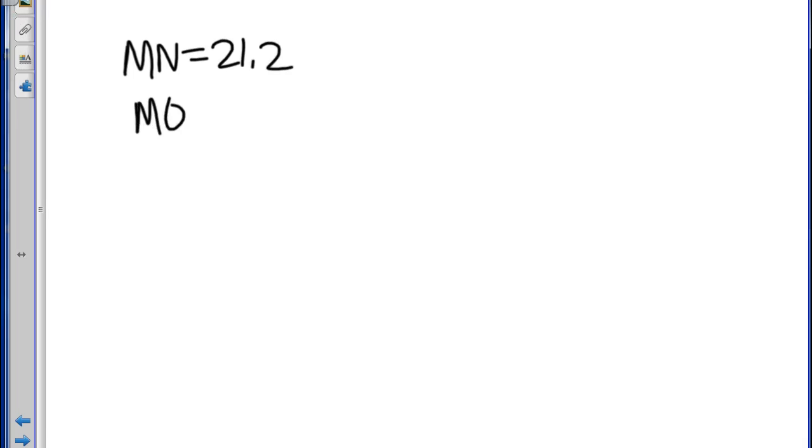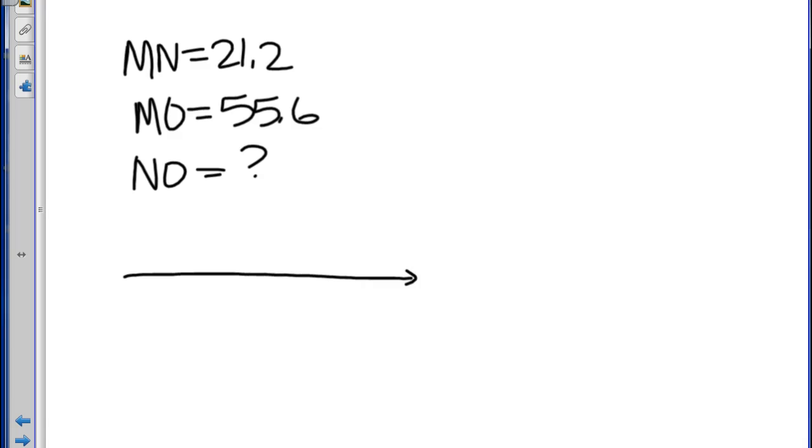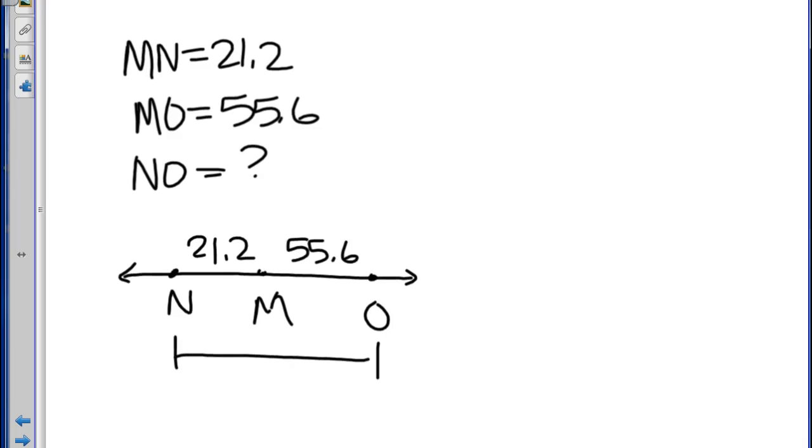We have some decimals, but that's okay. We are not scared of that. MN is 21.2. MO is 55.6. Find NO. These points are collinear. All right, now that you've tried that, I have N, M, and O, not drawn to scale. NM is 21.2. MO is 55.6. Find NO.